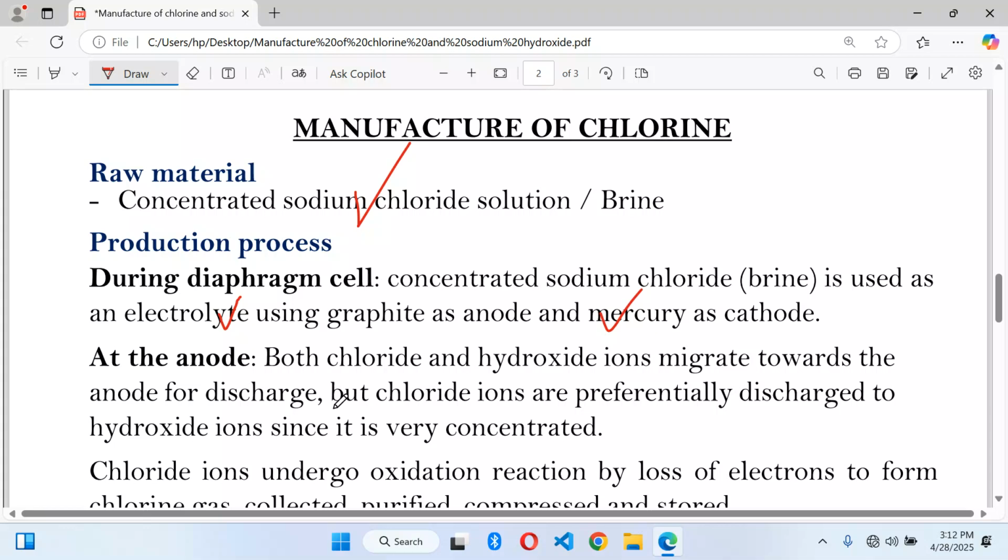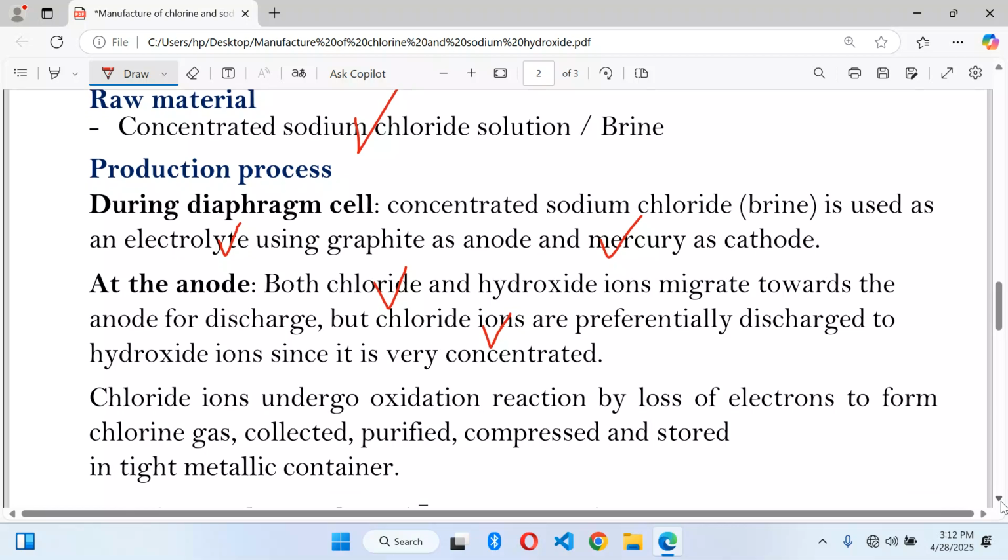But what is discharge? We are saying that chloride ions are preferentially discharged to hydroxide ions since they are very concentrated. In real sense, it could have been the hydroxide ions being discharged, but because these chloride ions are highly concentrated in the solution, that's why they are the ones which are preferentially discharged.